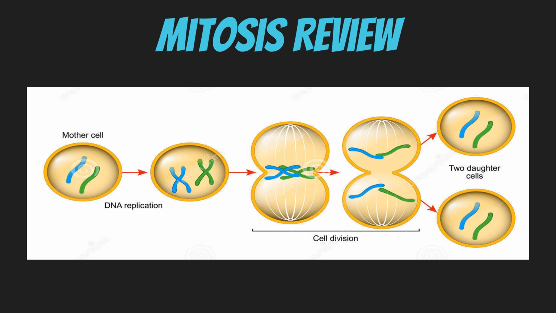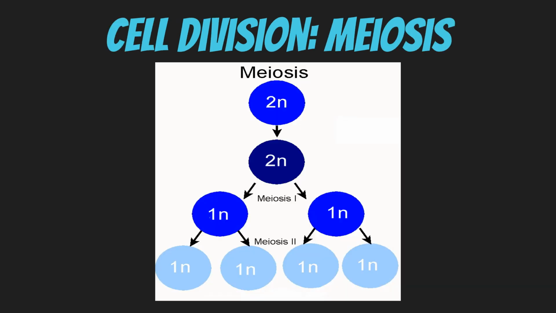During mitosis, a diploid mother cell splits into two diploid daughter cells through the phases of prophase, metaphase, anaphase, and telophase. In meiosis, a diploid mother cell divides into four haploid daughter cells. These daughter cells are gametes, or sperm and egg cells.